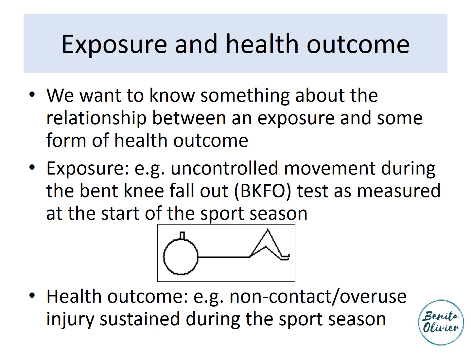So let's say we have a group of athletes. They're all injury-free at the start of the sports season. And while they're all injury-free, you test them for an uncontrolled movement during the bent knee fallout test, all at the start of the season. Then you follow them up and you monitor the incidence of injuries during the sports season, whether they've sustained an injury or not during the sports season.